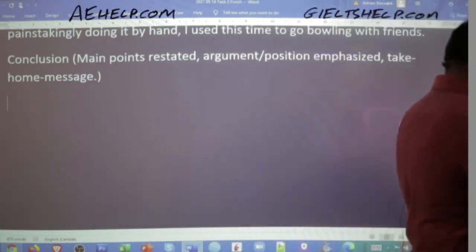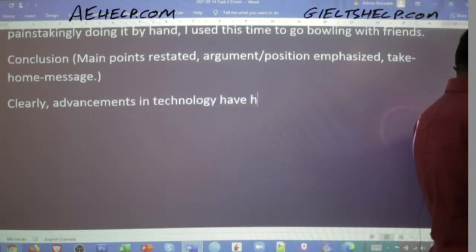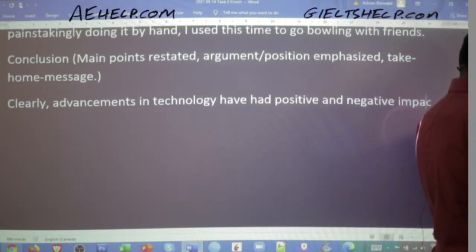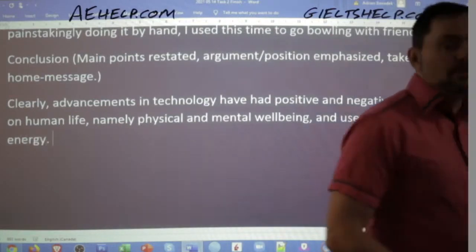So clearly, advancements in technology have had positive and negative impacts on human life, namely physical and mental well-being and use of time and energy. Okay, so that's kind of my points restated.